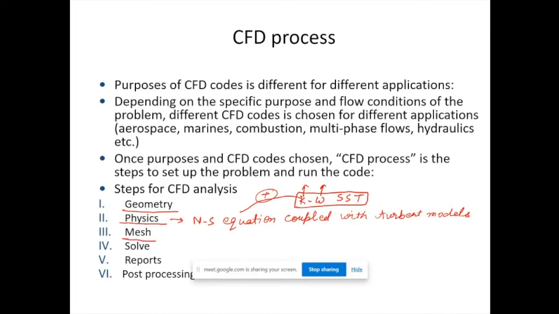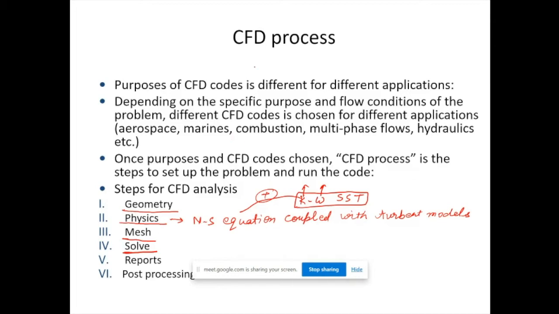The next step here is mesh. Then we basically decompose the domain into n number of smaller domains, and that is called a mesh. And then we solve the Navier-Stokes equations, and then we can see the contours, and whatever parameter you are looking at different points, you can extract from the result. So this is the process we follow in CFD.